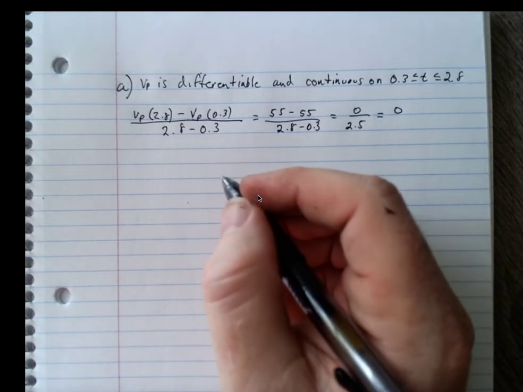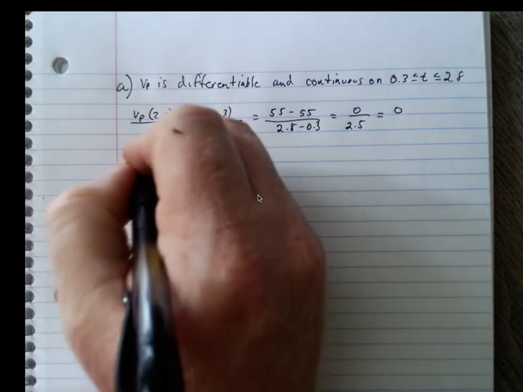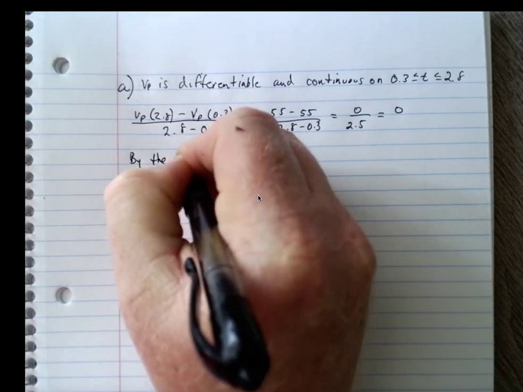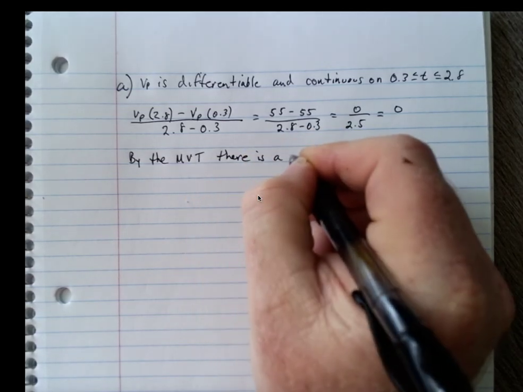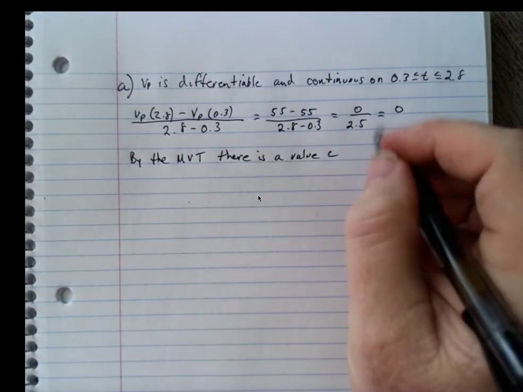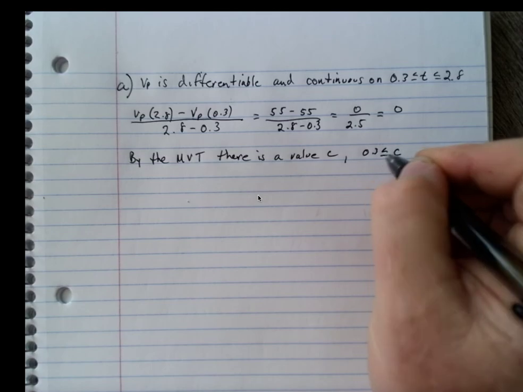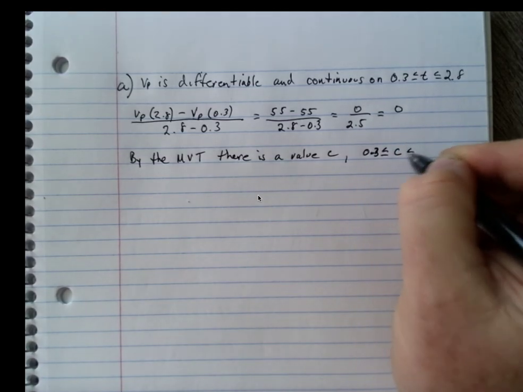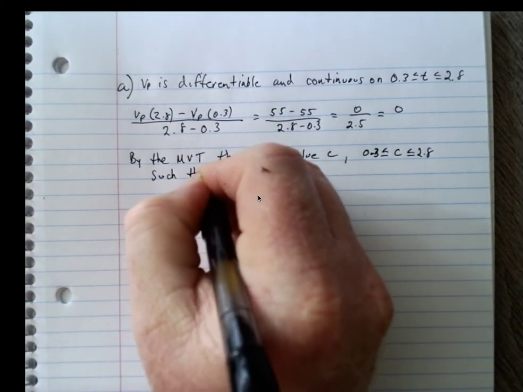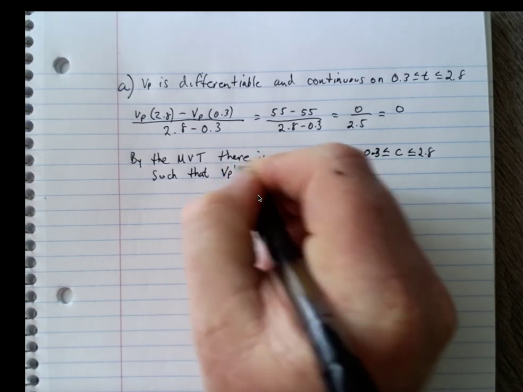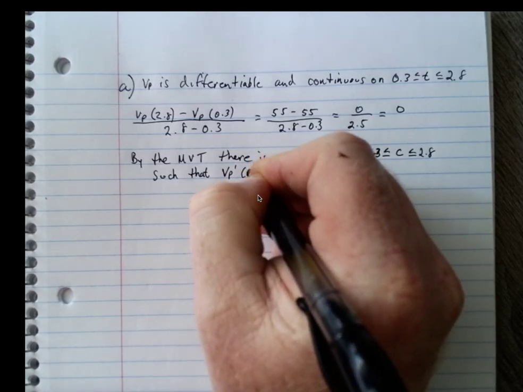Okay, and then it says to justify the answer. So we're going to say by the mean value theorem, there is a value c where c is between 0.3 and 2.8 such that Vp prime of t equals 0. Excuse me, Vp prime of c equals 0.